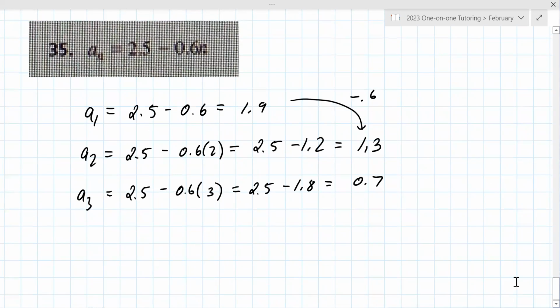So why don't you write the rule for us on this one and let me know what you come up with. So A1 is gonna be 1.9. And then An equals An minus 1 minus 0.6. Yeah, perfect.